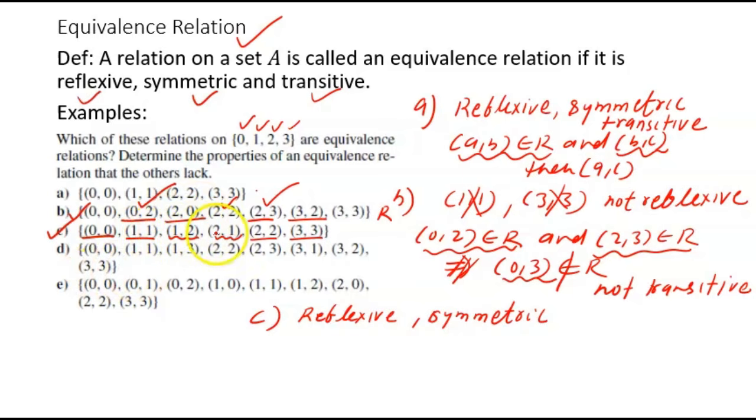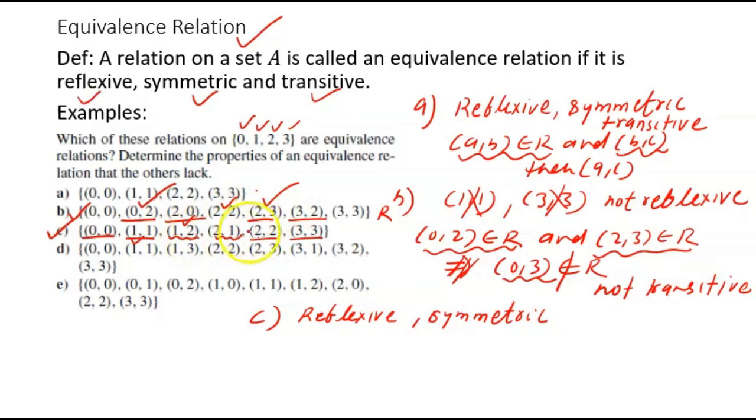Now take (1,2). If I take (1,2) and (2,1), then (1,1) should be there. So (1,1) is present, right? Now (1,2) is there and (2,2) is there, so (1,2) should be there. So that is also present. Now there is no other element which is starting with 2, so I am done with this part also. Now take (2,1). So (2,1) is here and (1,1) is here, so (2,1) should be there. That's also correct. (2,1) is here and (1,2) is here, so (2,2) should be there. So that is also present.